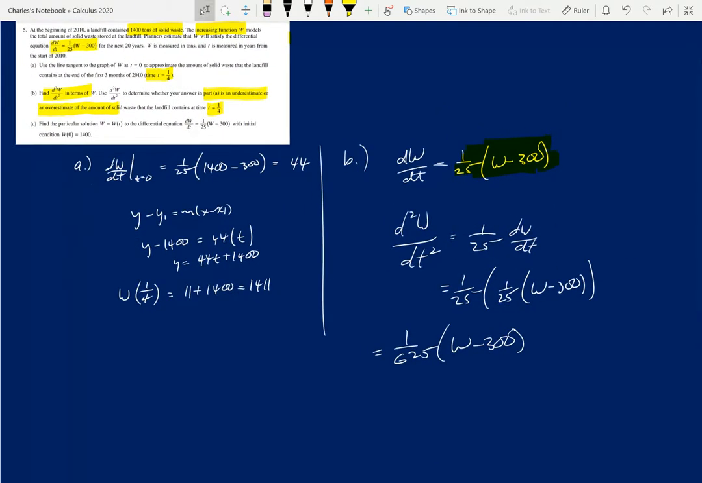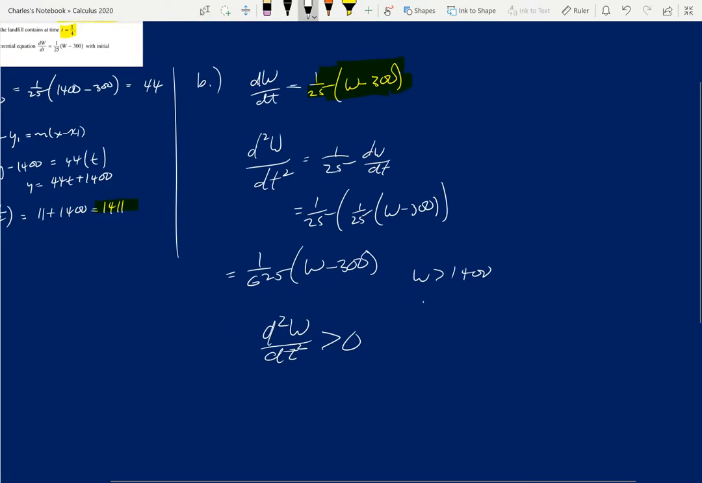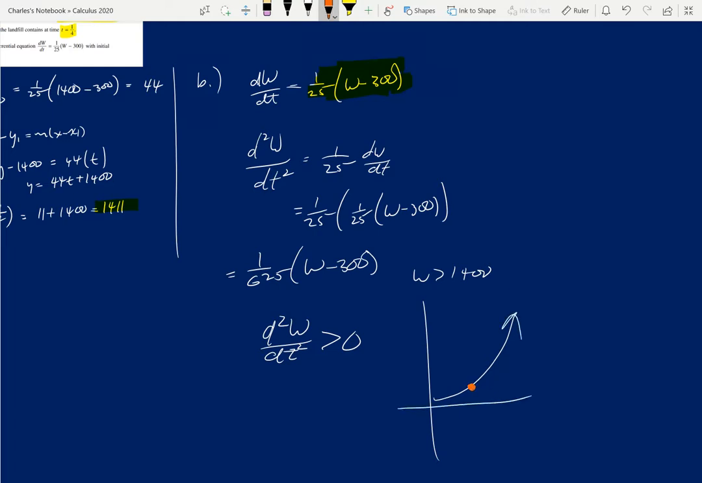And then it also says use that to determine whether your answer in part A, 1,411, is an overestimate or an underestimate of the amount of solid waste. Well, first of all, the first derivative is positive, greater than 0. And the second derivative, because W is greater than 1,400, d squared W over dt squared, is also greater than 0. So what's that going to look like? It's going to be concave up. And if I use a tangent line to approximate something on a function that's concave up, I'm going to get an underestimate.